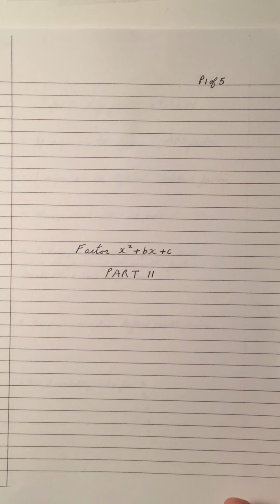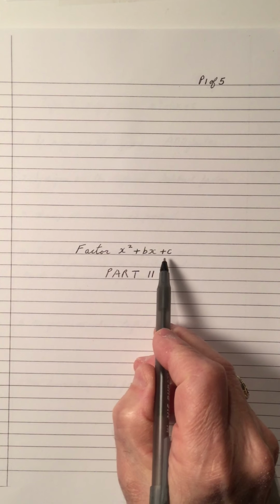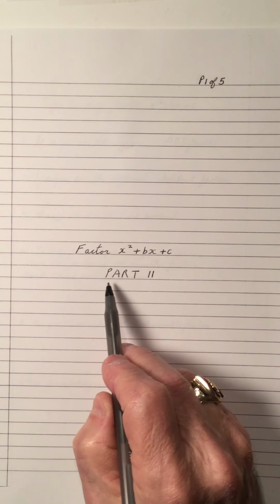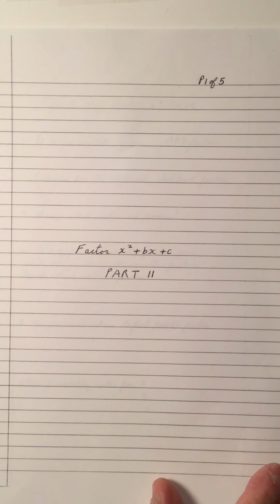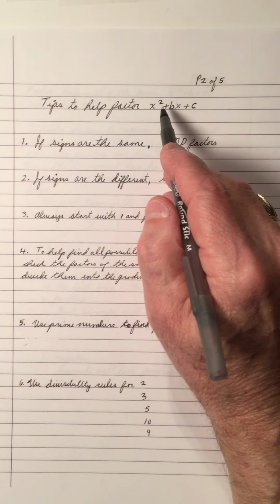Hi, welcome to my video on factoring x squared plus bx plus c. Notice the a is 1, and this is part 2. In the previous video we did part 1. Here are some tips to help factor this trinomial.